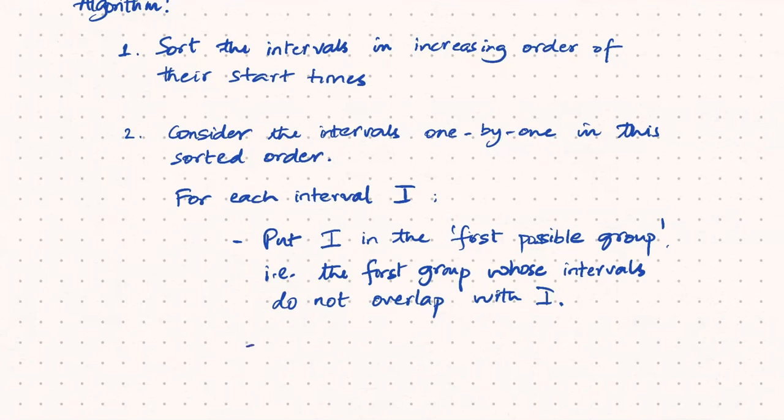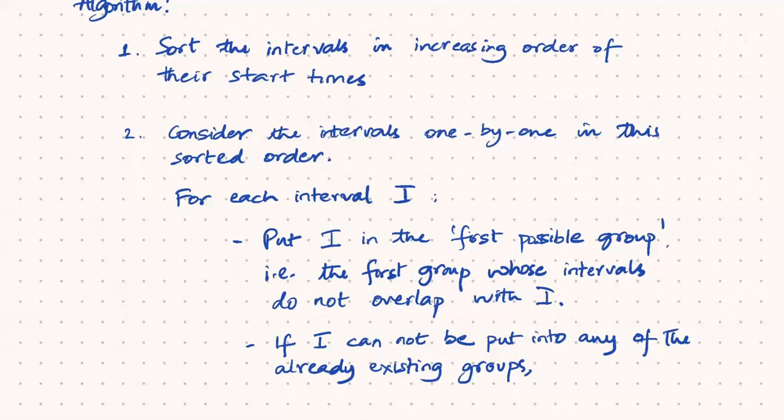Now, of course, it can be the case that I cannot be put into any of the existing groups, because it overlaps with some interval in all the existing groups. If I cannot be put into any of these already existing groups, then we said we'll create a new group and put I into it. And we iteratively do this for each interval. Okay, so this is our algorithm.